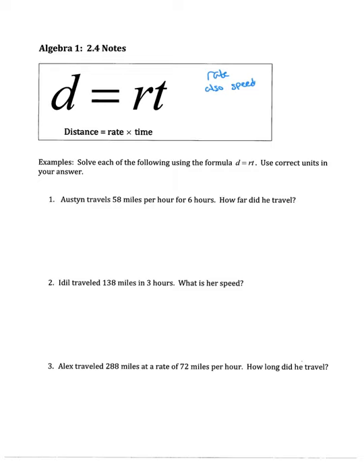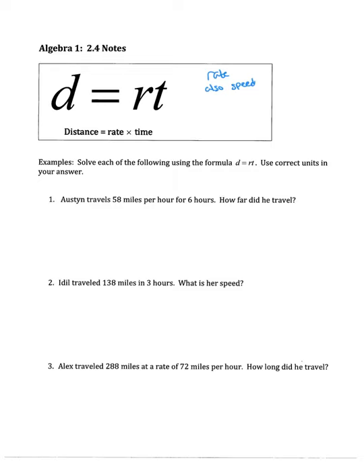Think about when you're in a car and the speed limit, we call it the speed limit, we don't call it the rate limit. The speed limit on the highway is 70 miles per hour. So the car will go 70 miles per hour, that's the speed. All right, we're going to just jump into these three problems. We're going to solve them.